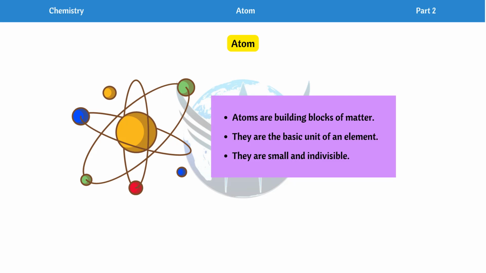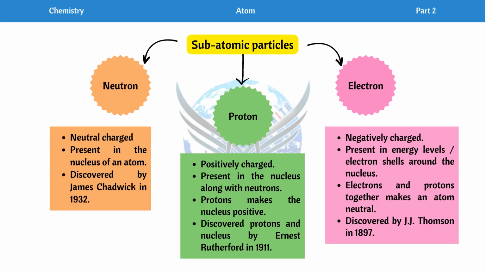So atoms are the building blocks of matter. They are small and indivisible. Dalton said that, but after that we found out that an atom can in fact be divisible into 3 subatomic particles. Now what are these 3 subatomic particles? We have three subatomic particles: first neutron, then proton, then electron.